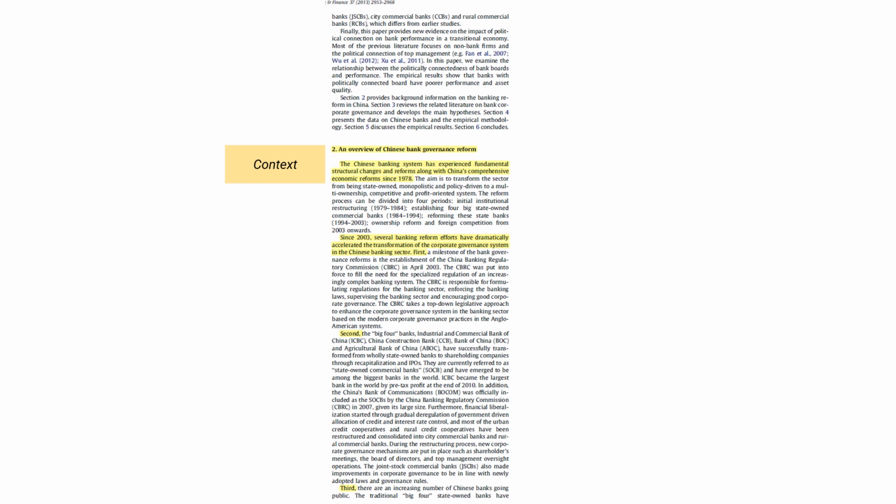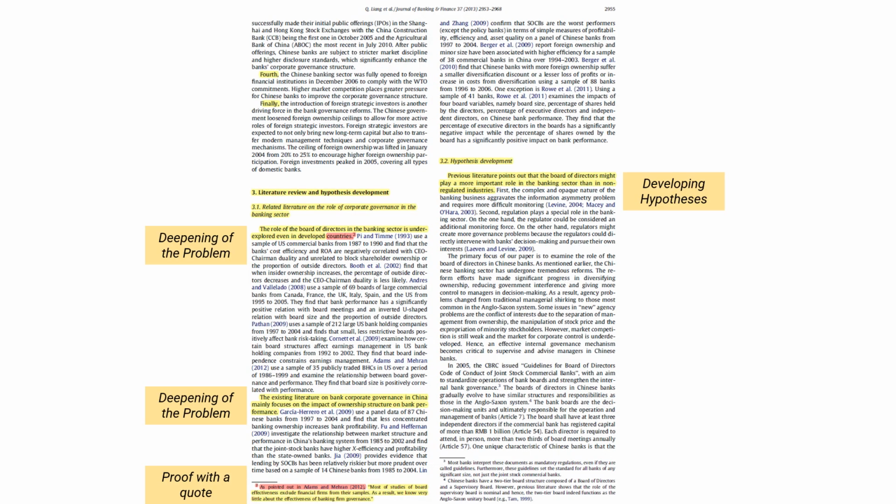Specifically under the title An Overview of Chinese Bank Governance Reform, they outline in 5 steps how the corporate governance system in the Chinese banking sector has changed in recent years. Then, under the title Literature Review and Hypothesis Development, they provide a brief overview of relevant literature in the field of corporate governance in the banking sector. Note that they deepen the research problem introduced in the introduction.